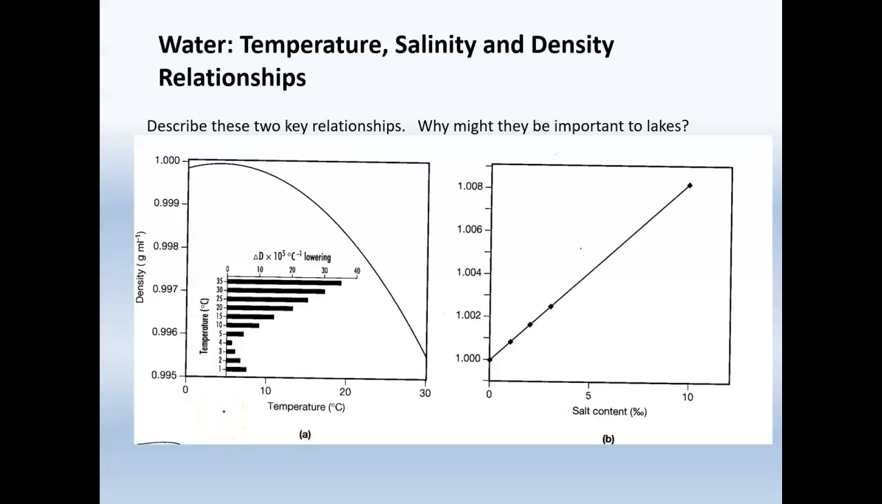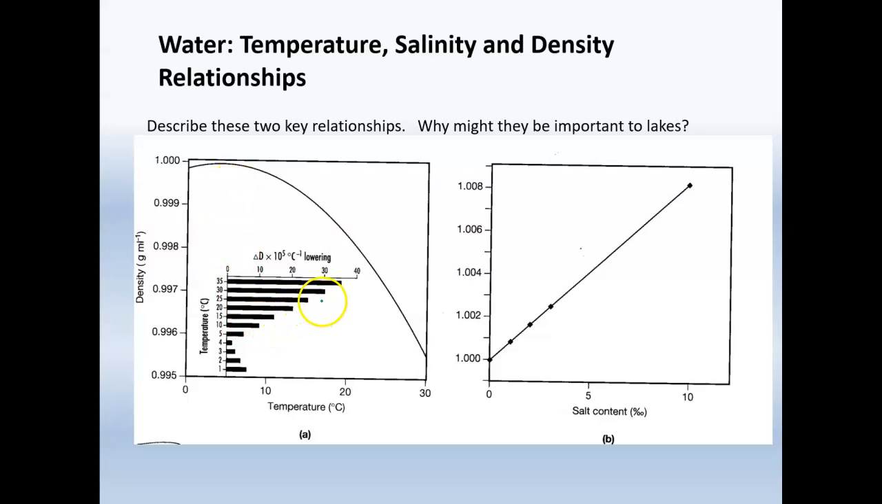So this is an important graph showing the temperature, density, salinity relationships for water. And if you describe these 2 relationships, first you have to look at this graph here, showing the relationship between temperature and the density of water. And so if you look at this, it's not linear. Here at 0, the water is a little less dense than here, which is about 4 degrees centigrade. And then as it warms up, it continues to get less dense. That's an important property for us to understand for our lab and when we study lakes.